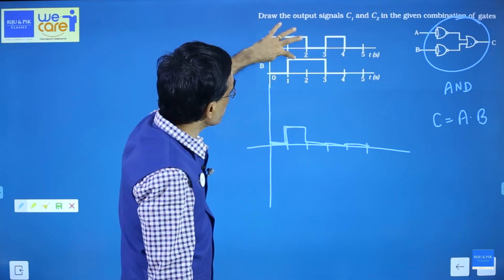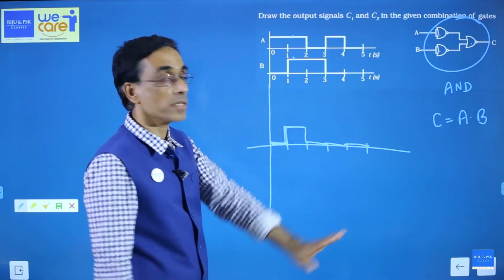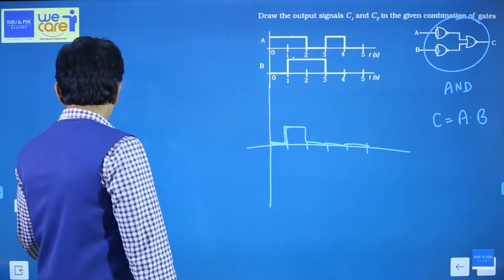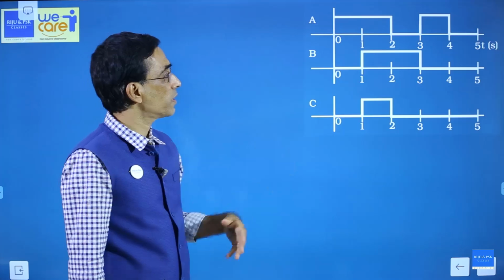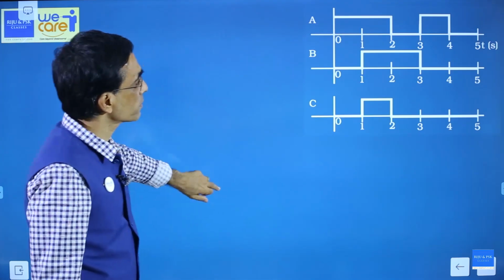Here both the inputs are high, you get high. In all other cases, you get 0. Okay. Now, same thing in a better way.